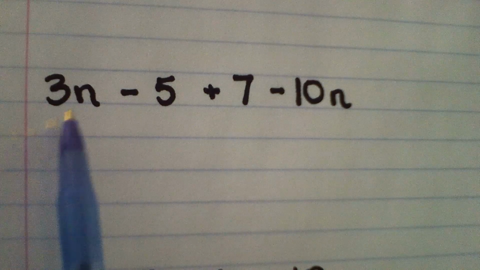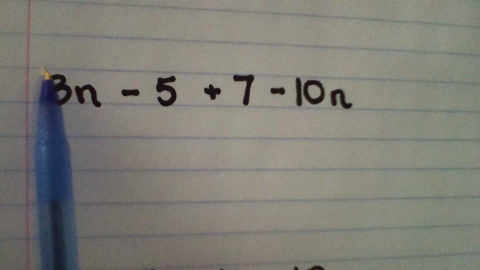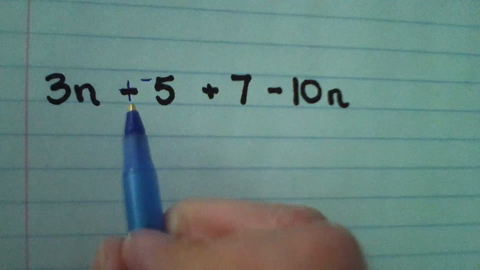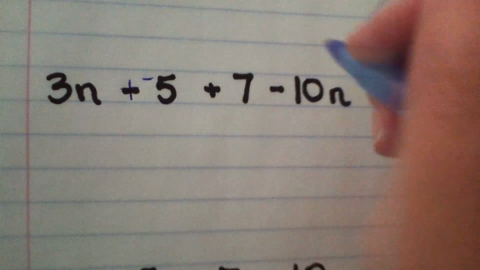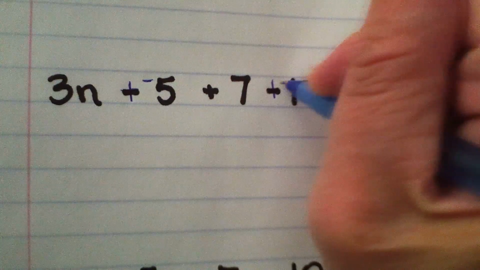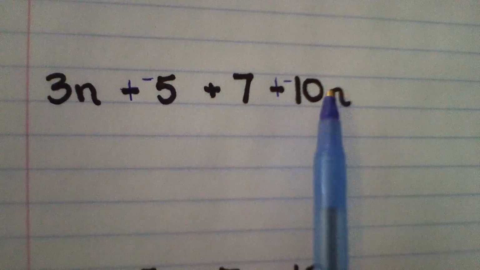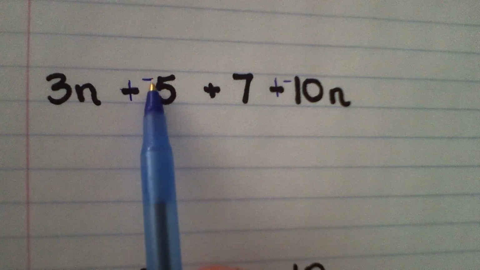So I want you to get in the habit, when you see a long expression like this that has subtraction, of going through the expression, and when you see subtraction, changing it to addition of the opposite. So now this is plus a negative 5. And then I'm going to say, okay, minus 10n, that's going to be plus a negative 10n. And now I have just a regular old addition expression, and the terms that I was subtracting, now I just have them written as negatives.